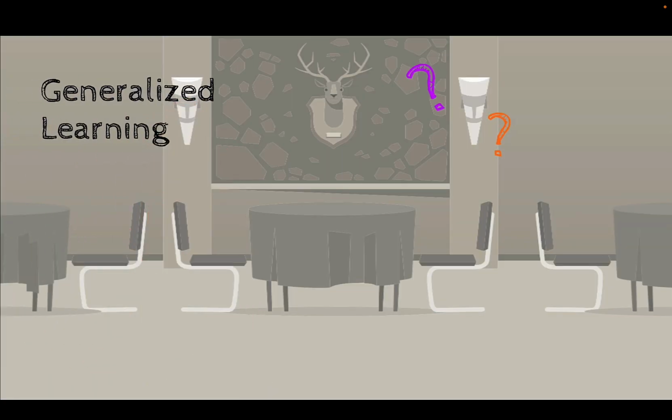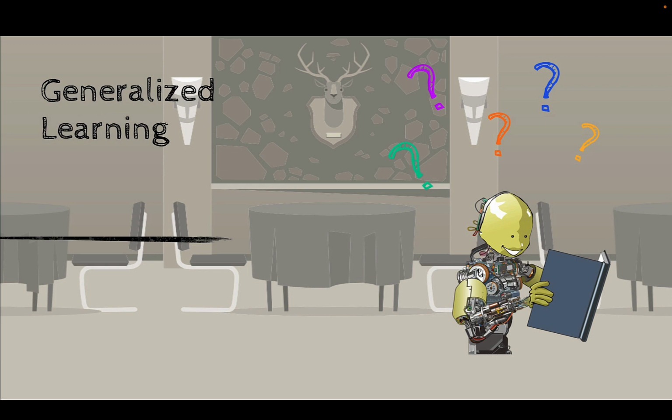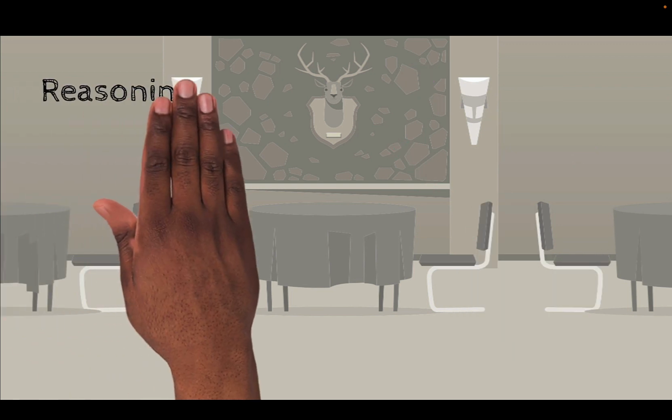Like a human, we can use the knowledge learned at one place and generalize it for the other place. In the same way, RoboBuddy can also use what it has learned in the tea shop and generalize it to be used in the noodle shop. So this is what is called generalized learning. Next up, we have reasoning.